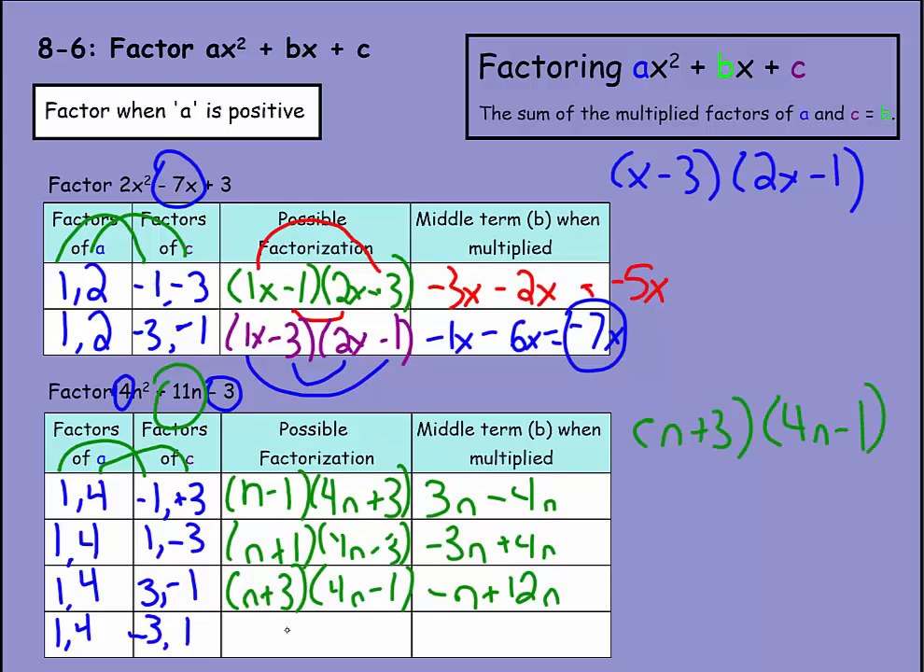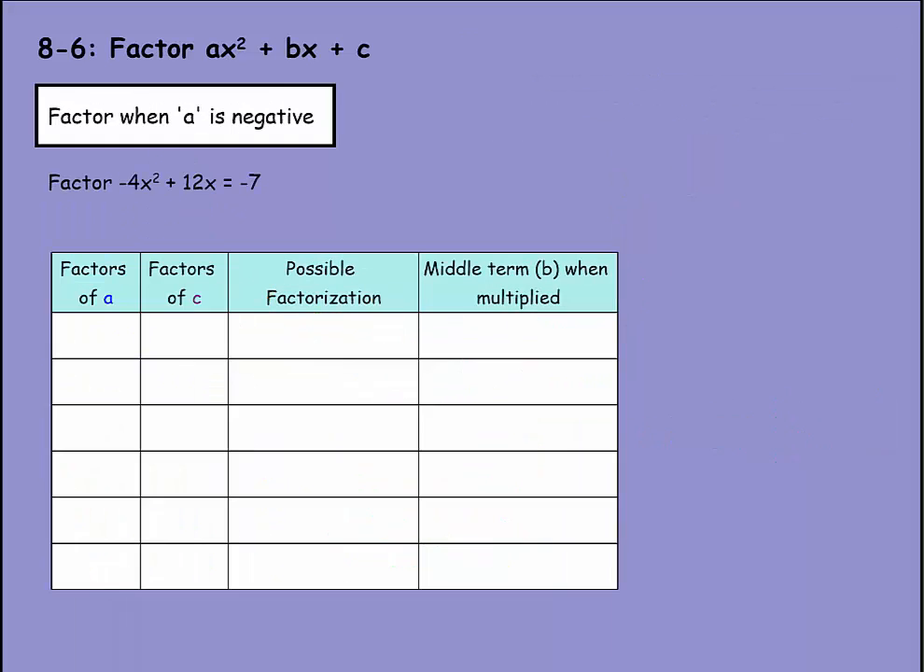So I didn't actually have to try all 8, but if this wouldn't have worked, I would have had to do it one more time by erasing these and doing 2 and 2 for all of these. But thankfully I didn't have to go that far. I found my answer. Now we need to factor when a is negative.